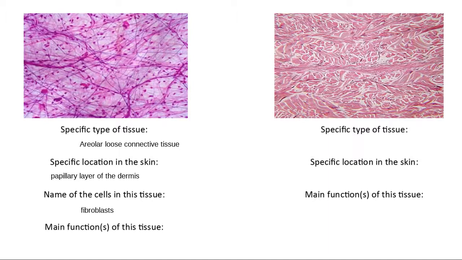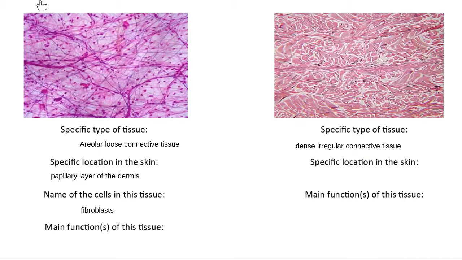Yeah, exactly. This one is called dense irregular connective tissue. Dense irregular connective tissue, getting its name because all of these proteins are irregularly arranged. Some of them are going parallel with the screen. Some of them are sticking out of the screen. Dense irregular connective tissue.